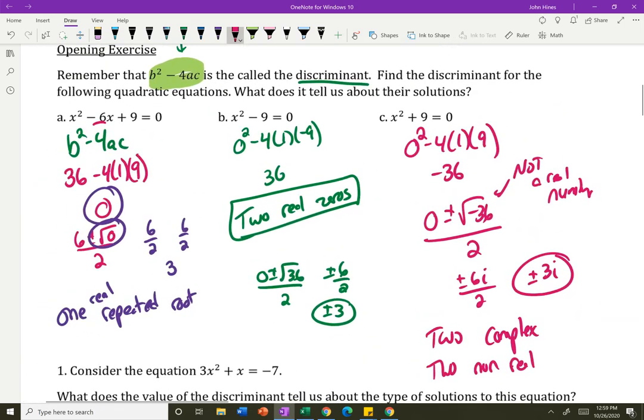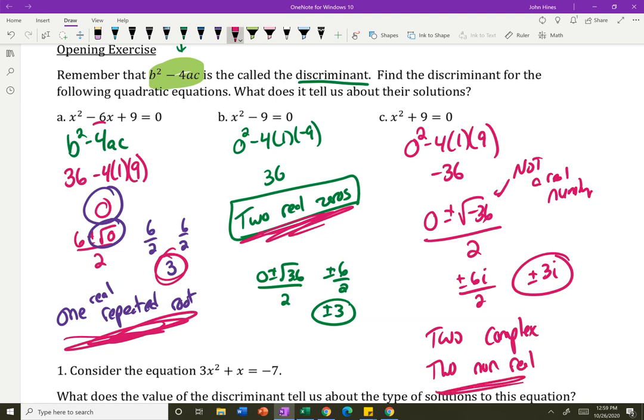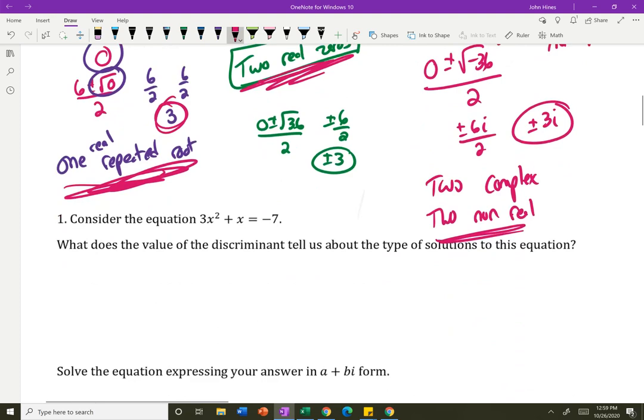So that's what happens when we solve quadratics. I get 2 real answers, I get 1 repeated root, which is really 2 answers because it's repeated, or I get 2 non-real, depending on that discriminant. Is it positive, is it 0, or is it negative? And that's all we're doing today is practicing the quadratic formula.